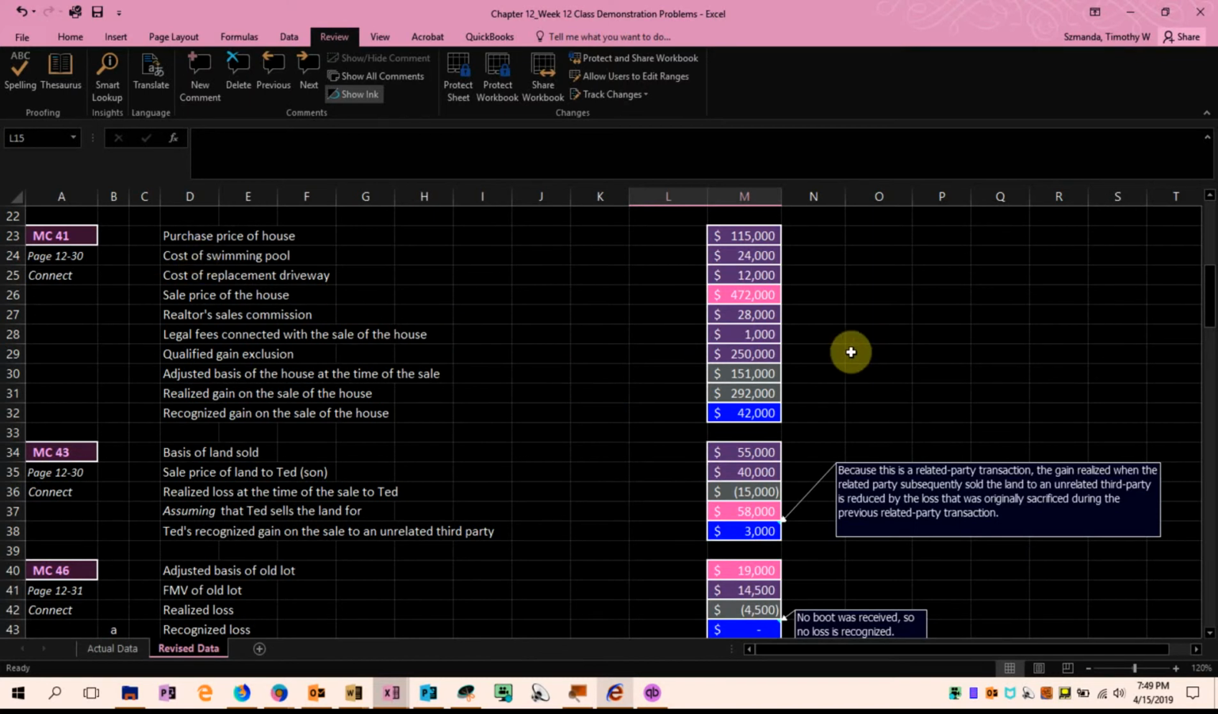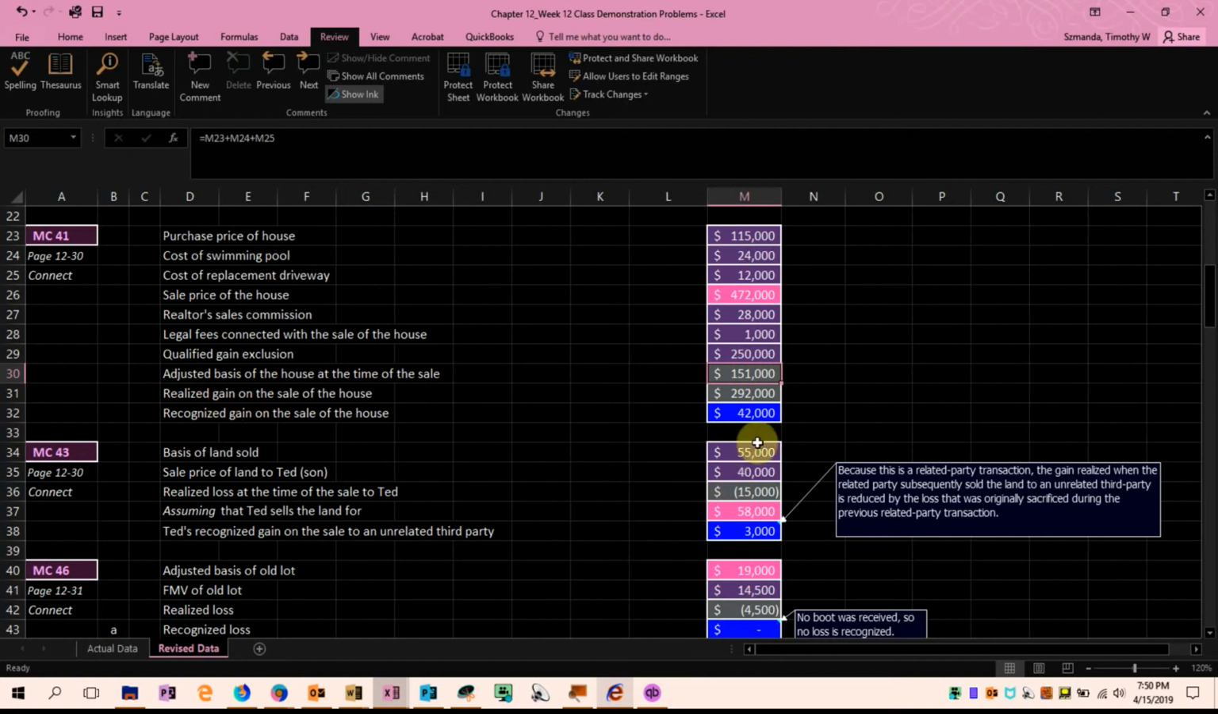Okay, so in this case, as we look at the data, we have the purchase price of $115,000, and then we're going to add to the basis the cost of the pool and the driveway. So we're building up the basis then for Daniel. Sale price of the home I changed to $472,000, and from that $472,000 we're going to deduct the $28,000 sales commission and legal fees. So what we're trying to do then is calculate the gain and then compare that to the exclusion amount of $250,000. Well, I broke it out a little bit here. I said the adjusted basis of the house at the time of the sale is going to be, as I said earlier, the $115,000 plus the cost of the pool of $24,000 plus the cost to replace the driveway of $12,000. That builds up the basis to $151,000.